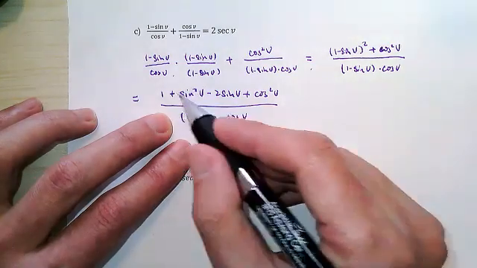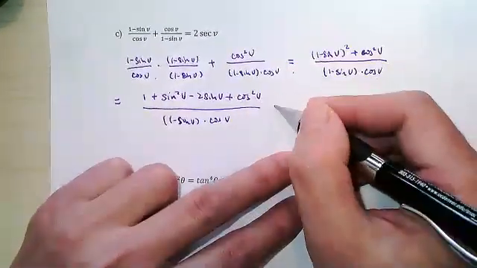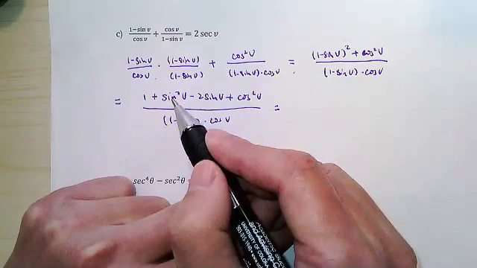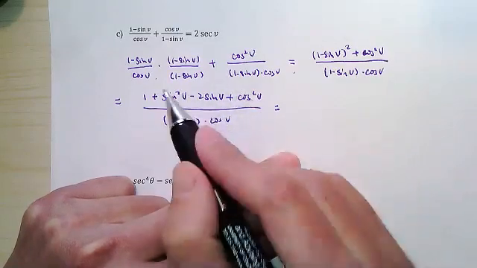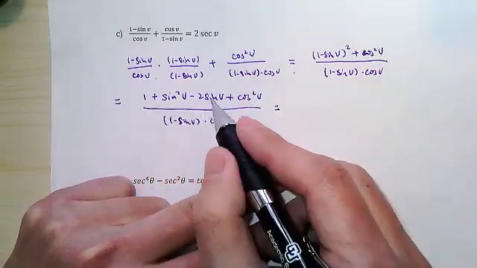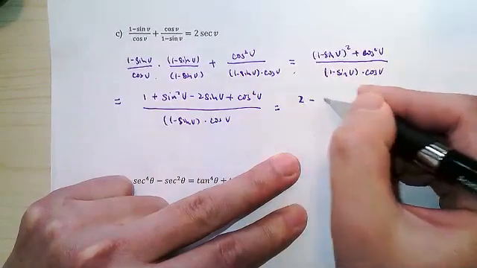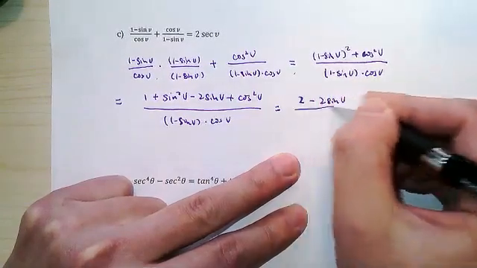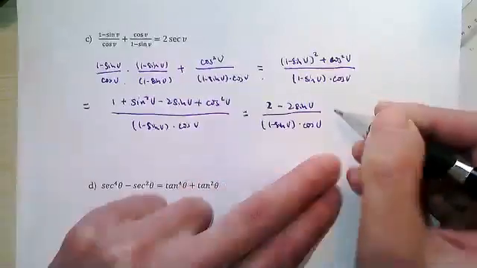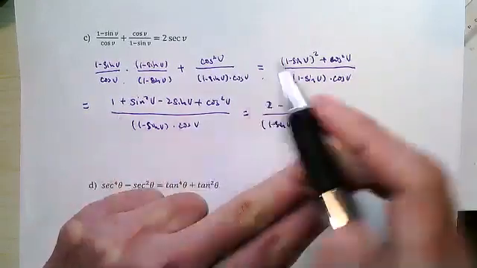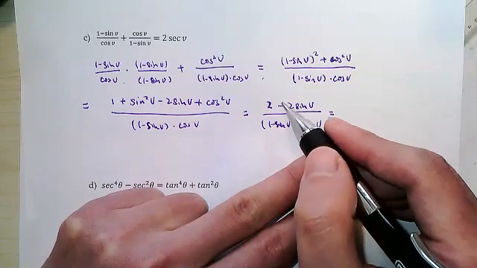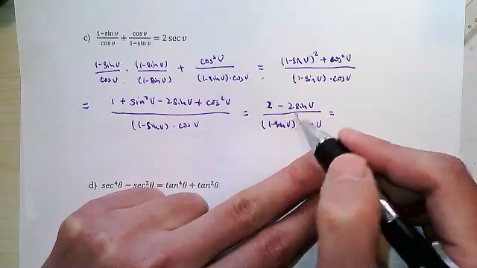Okay, anyone has any question on this one? Very happy we see something squared plus something squared, cosine squared plus sine squared. So they add up to 1. 1 plus 1, so 2 minus 2 sine v, over 1 minus sine v times cosine v. What do you see here? 2 minus 2 sine v. So you can factor 2 out. So this becomes 2 times 1 minus sine v, over 1 minus sine v.